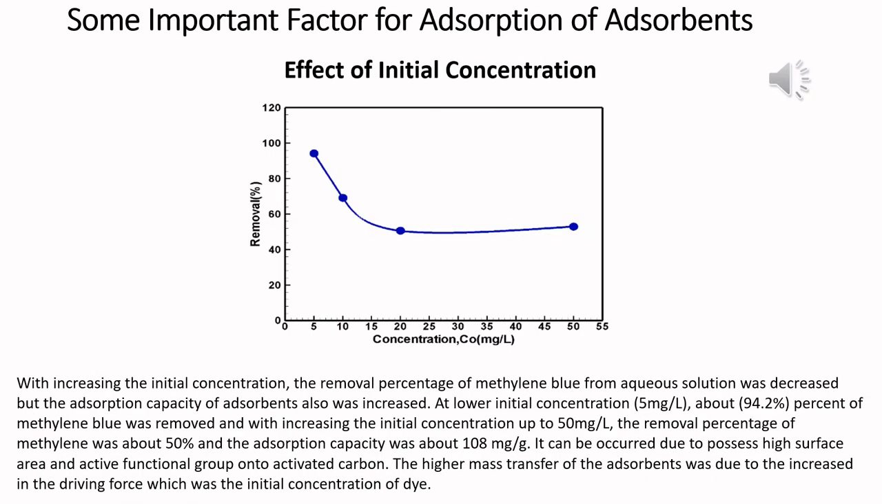Effect of initial concentration. With increasing initial concentration, the removal percentage of methylene blue from aqueous solution decreased, but the adsorption capacity of the adsorbent also increased. At a lower initial concentration, that means 5 milligram per liter, about 94.2% of methylene blue was removed, and with increasing the initial concentration up to 50 milligram per liter, the removal percentage was above 50%, and the adsorption capacity was about 108 milligram per gram. It can occur due to the high surface area and active functional groups on the activated carbon. The higher mass transfer of adsorbate was due to the increase in the driving force, which was the initial concentration of dye.